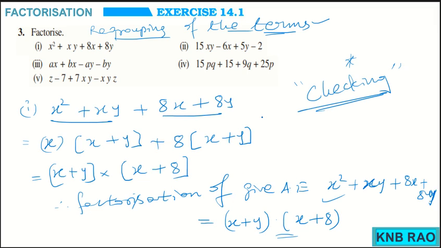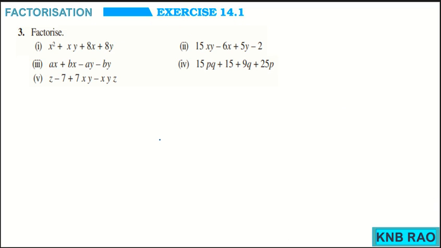Okay. Let us go for solving one more question of this main question 3rd. Which one shall we do? We shall do the 5th one. Okay. So, in 5th one, z minus 7 plus 7xy minus xyz. See, children, very technical thing.